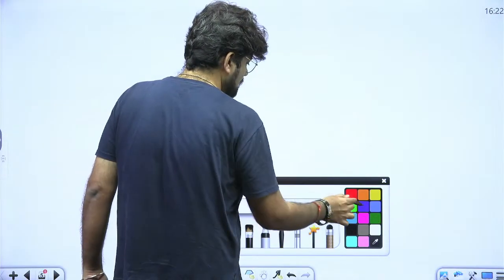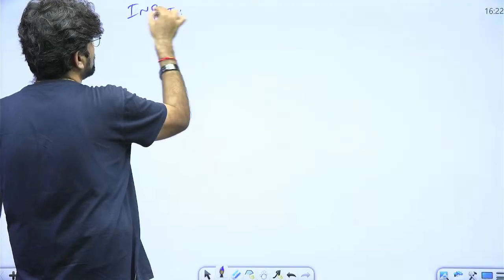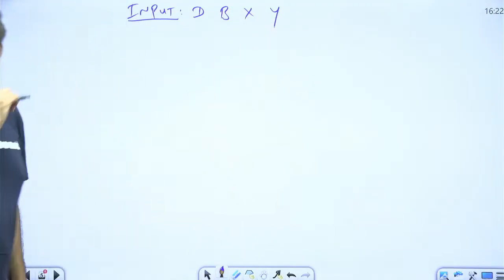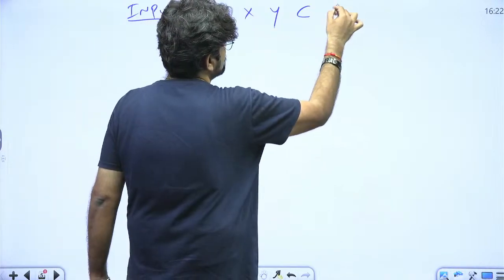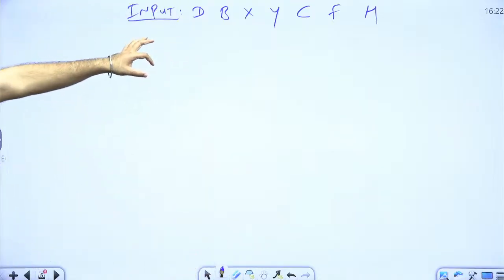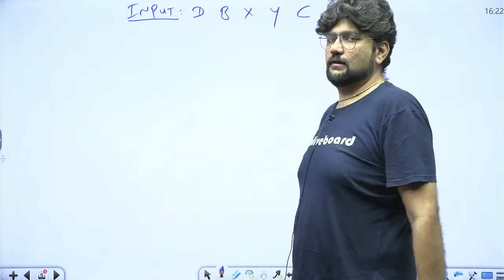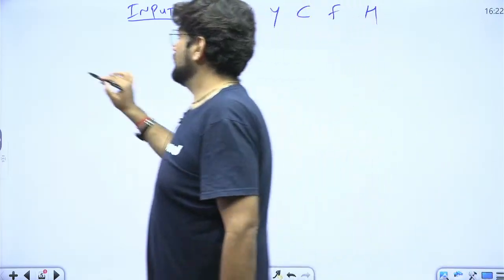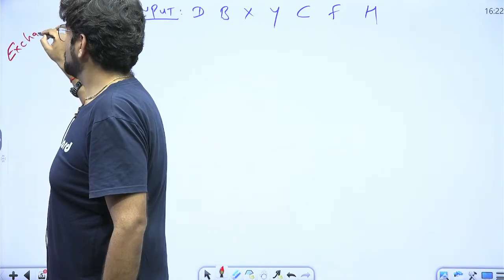So I'll write an input. Now, in this case, my desired output is to arrange them in the ascending order. Okay, in the ascending order. But this time, I am not following the pushback mechanism. I am following the exchange mechanism. How does this work?